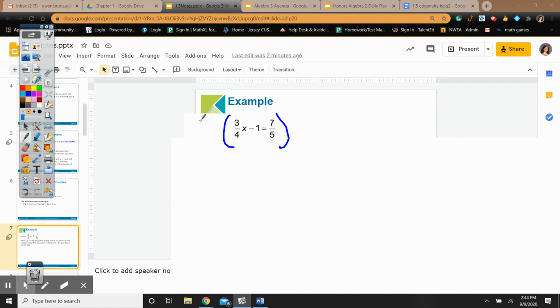So if I pick the number 20, because that's the least common multiple of 4 and 5, and I multiply everything by 20, I can get rid of these fractions. Because if you remember, you multiply by things on the top and you divide by things on the bottom. You could take 20 times 3/4 in your calculator, but if you take 20 divided by 4, that's 5. 5 times 3 is 15. You'll get 15x when you take 20 times 3/4. Then you'll take the 20 times the minus 1, which is minus 20, and that will equal, you'll take 20 divided by 5, which is 4. 4 times 7 is 28. And these are equivalent equations.